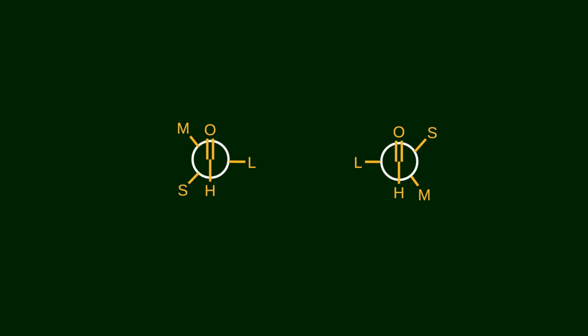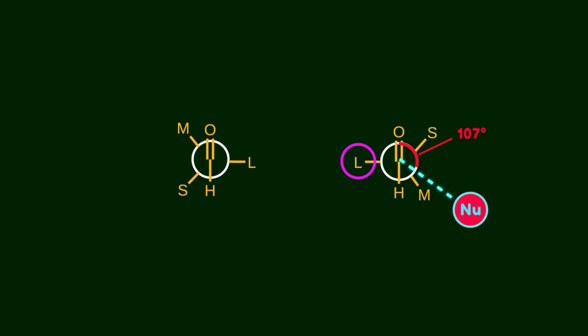Now let's go back to the Newman projection. Notice that there are 3 possible angles from which a nucleophile can attack the carbonyl group. The first one is between the large and medium substituents, the second is between the large and small substituents, and the third is between the small and medium substituents. To minimize steric repulsion, the nucleophile attacks from the direction opposite to the large substituent, and this attack occurs along the Bürgi-Dunitz angle.